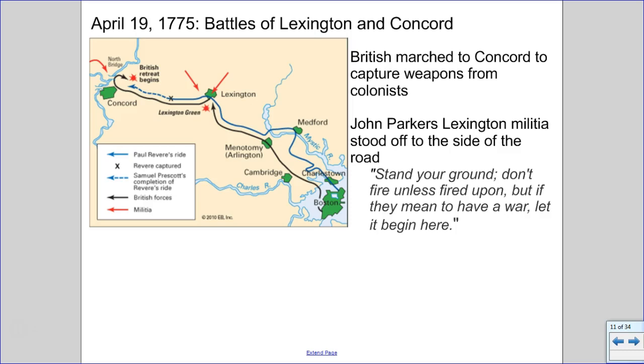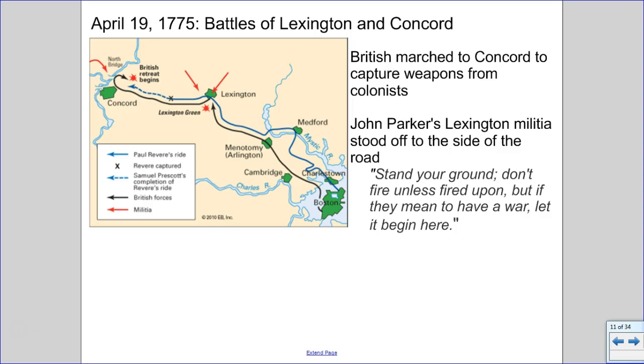In the meantime, a guy named John Parker, hey, there should be an apostrophe there. John Parker and his militia were camped out on the road in Lexington, not really to scare the British, just to show that we're here. And he said this famous quote, "Stand your ground, don't fire unless fired upon. But if they mean to have a war, let it begin here."